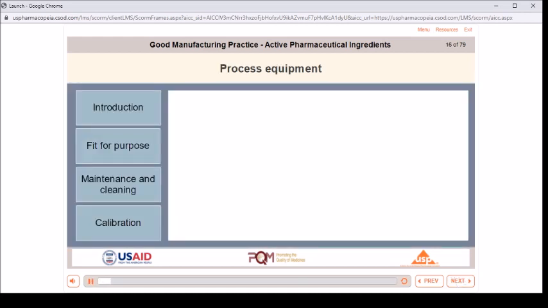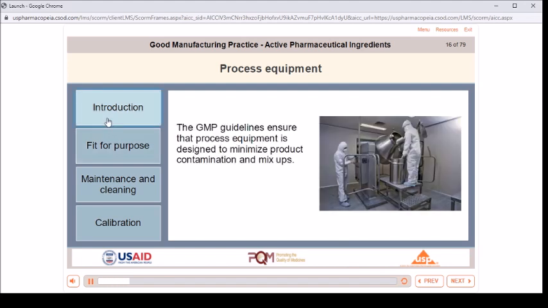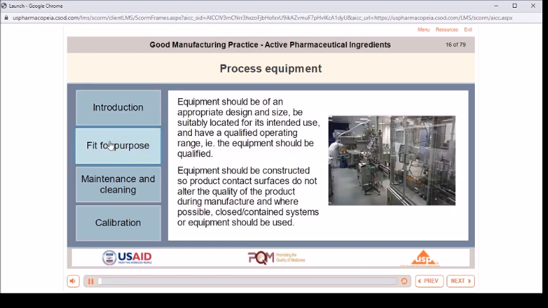Process equipment. Introduction. The GMP guidelines ensure that process equipment is designed to minimize product contamination and mix-ups. Fit for purpose. Equipment should be of an appropriate design and size, be suitably located for its intended use, and have a qualified operating range, i.e. the equipment should be qualified.